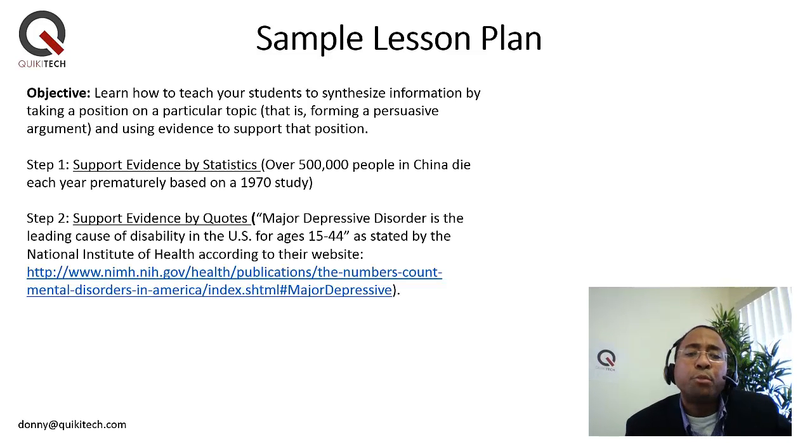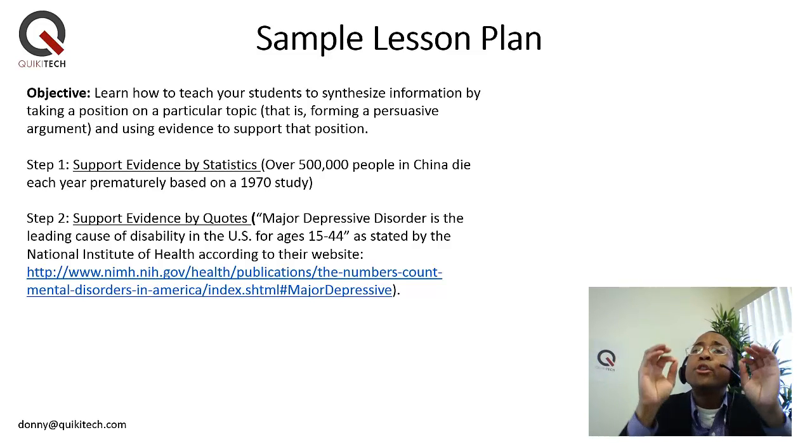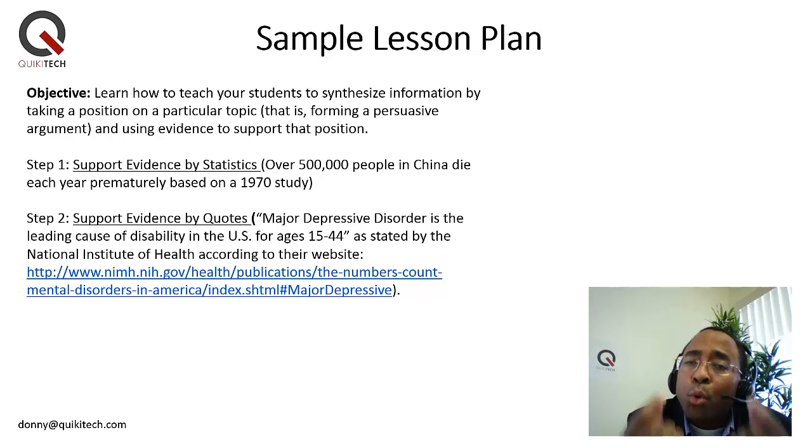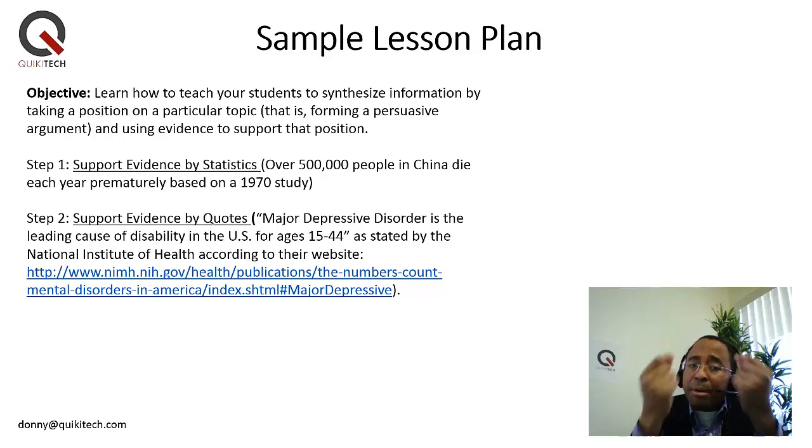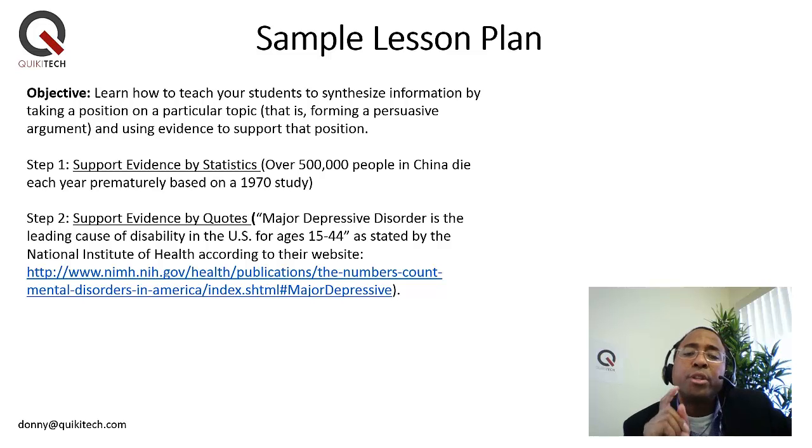Also, step 2, support evidence by quotes. Okay, so all of these 3 points are going to be 3 things that you use as supporting evidence toward your statement, stance, topic, hypothesis. Use quotes. So for instance, the National Institute of Health basically has this statement on their site: major depressive disorder is the leading cause of disability in the U.S. for ages 15 through 44. Okay, well, you're quoting it from the site. It's listed right there. I put it in quotes. That's the URL.